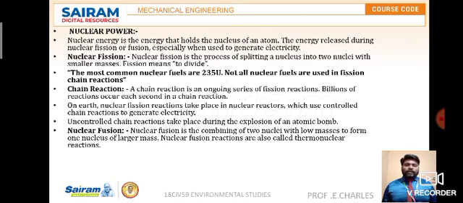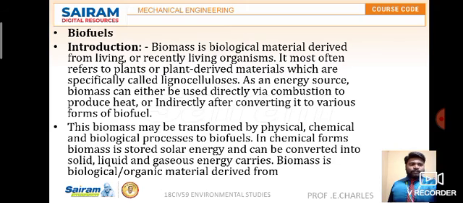And uranium atoms, after colliding with each other, split into small atoms and neutrons, and then emit radiation. That is nothing but nuclear fission.